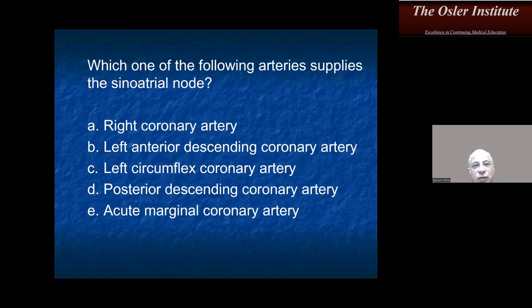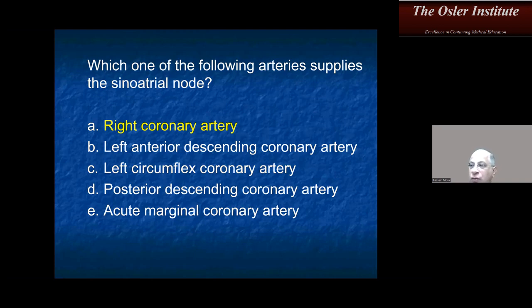All right, which one of the following arteries supplies the SA node? That should be fairly straightforward, I think, but I'll give you a few seconds here. All right, so the structure that's associated with the SA node is the right coronary artery, right? All the other ones don't really supply the SA node artery.